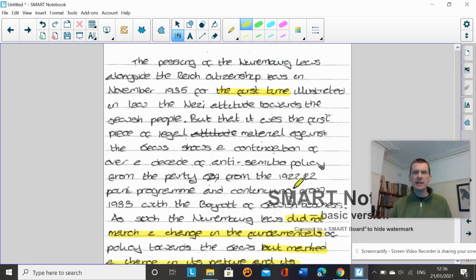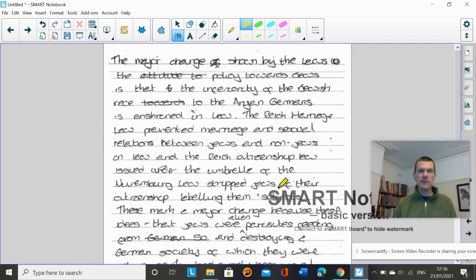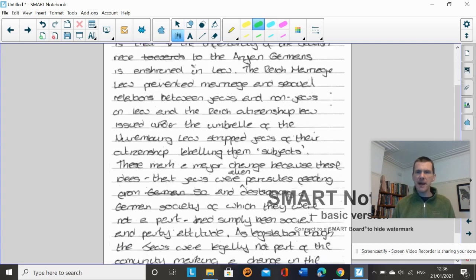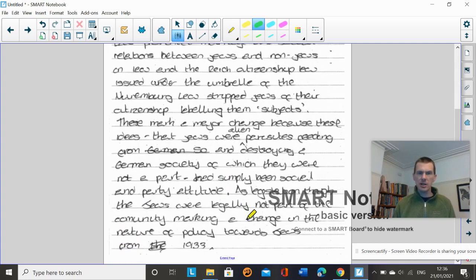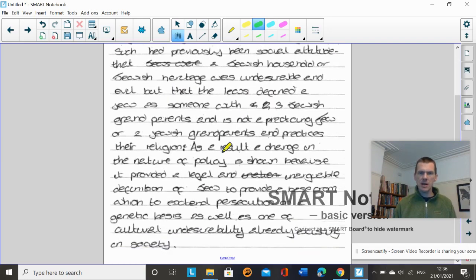Here they've introduced an answer, and then here in the first paragraph, major change. We'll highlight this in green so it fits the major change. And then in this paragraph, we're going to expect to talk about change. Look, we can see the word change there at the bottom. Lovely. The next paragraph, the Nuremberg laws further show a change in the nature of policy. So it's good to focus on policy too.